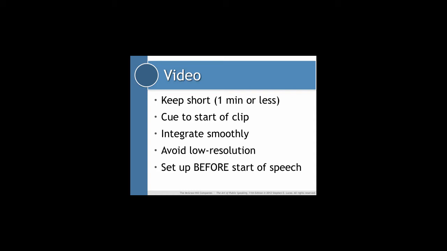Try to find the best resolution. If we can't really see what's going on, if it's grainy, that's not really going to help us understand the point you're trying to make. And as I said, all this needs to be set up before you begin your speech. So yes, you can use video, but you need to make sure that you follow all these requirements, because I can tell you that the most common thing that happens when somebody uses video in a speech is that they go over the time limit. So be very, very careful about incorporating video into your speech.